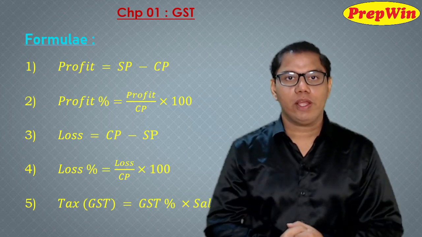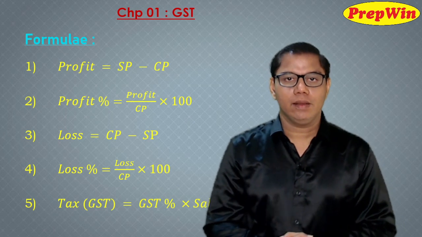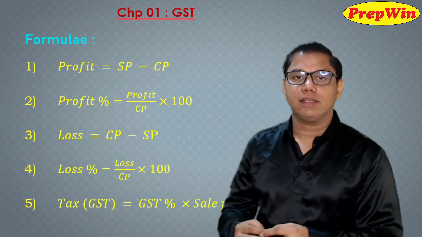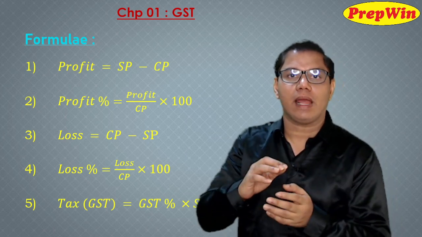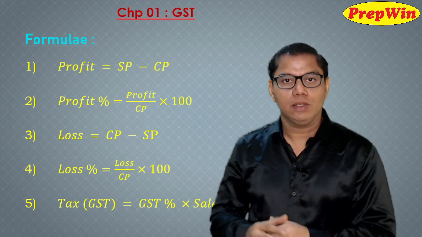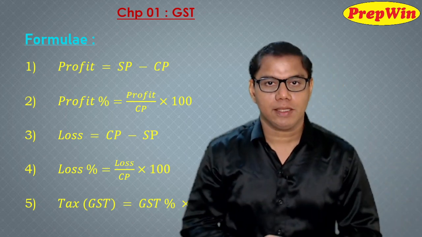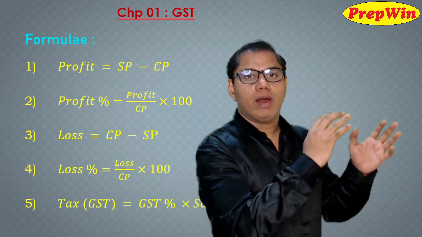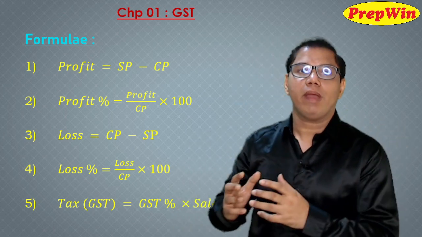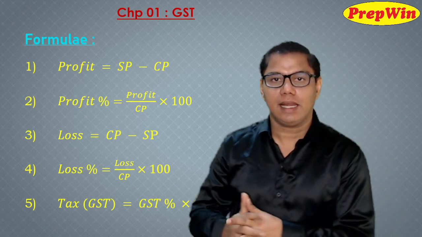The first formulae you have been studying right from your childhood, maybe from 6th standard. That is related to profit and loss. We all know that if you buy a certain article for a lesser amount and sell it for a bigger amount, then it is a profit. So profit is calculated as selling price minus cost price. Whereas if you buy it for a higher amount and sell it for a lower amount, then you incur a loss. So loss is equal to cost price minus selling price.